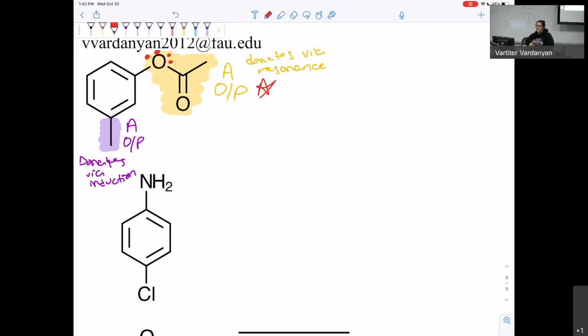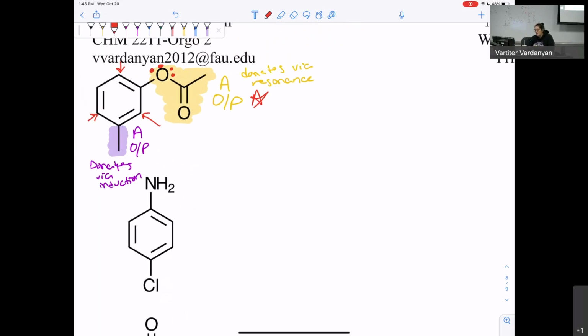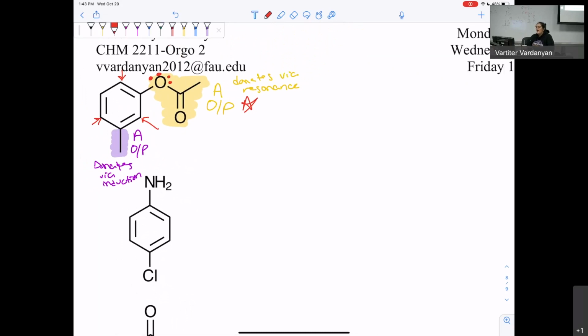So yes, we're doing ortho and para compared to that guy. So this is the ortho position, this is the ortho position, and this is the para position. So we can have how many products? Aha! So the people who said 3, it's a trick question. Why is it only 2? It's not symmetrical. There's another reason.